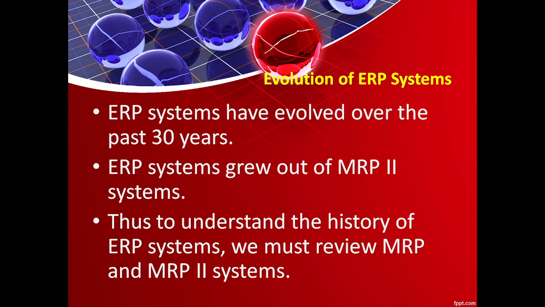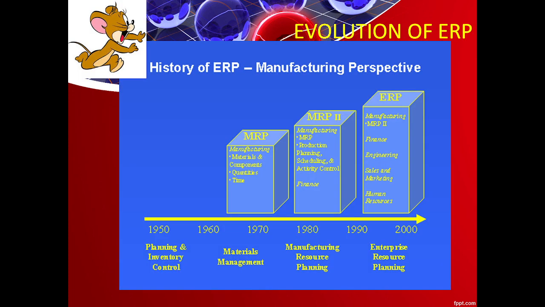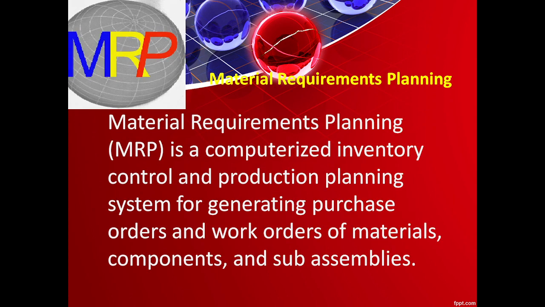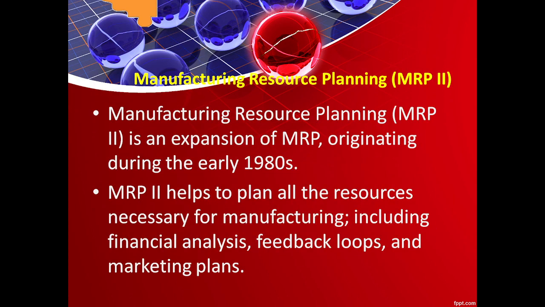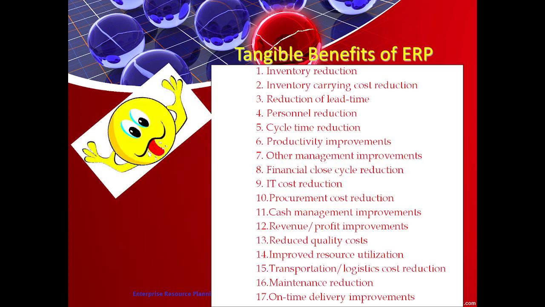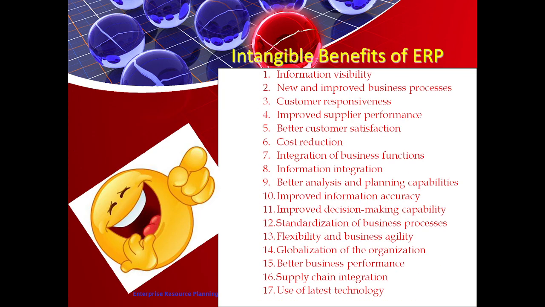Main reasons, how it evolved: we have seen that it was first material management, then it became manufacturing resource planning, and then we have enterprise resource planning in the 2000 decade. More or less it starts with inventory control, comes to material requirement planning, goes to manufacturing requirement planning, and then today we have ERP as such. Then benefits: tangible benefits, intangible benefits.